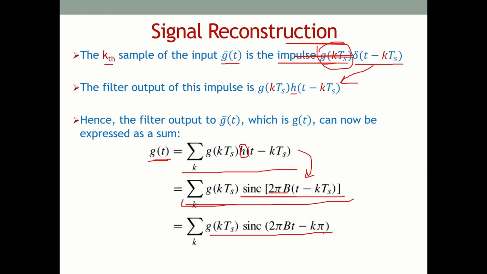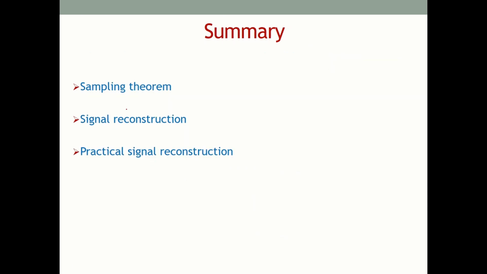So we have discussed impulse train sampling, and we have proved that we can get our signal back from the samples by just passing it through a low pass filter, which will give us the exact spectrum. And we have seen that the low pass filter has an impulse response of a sinc. All these sincs can be combined to get the signal g(t) back. So this is the summary. We discussed the sampling theorem, signal reconstruction, and we saw how practical signal reconstruction takes place.